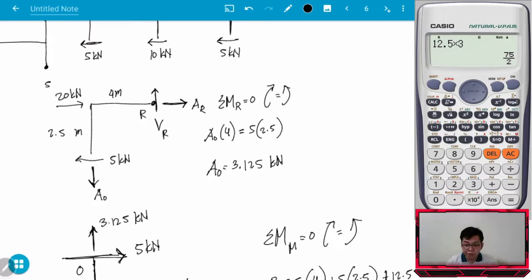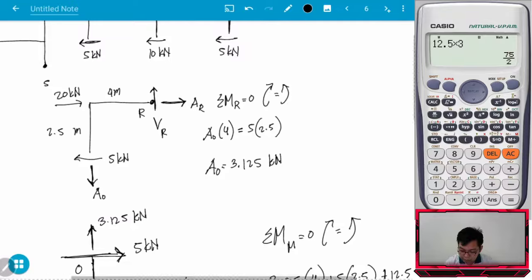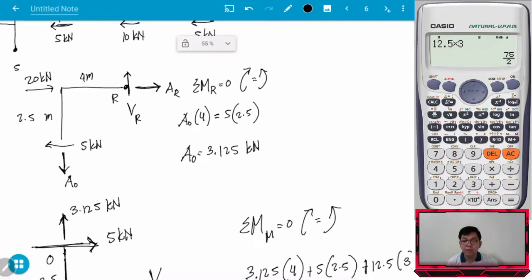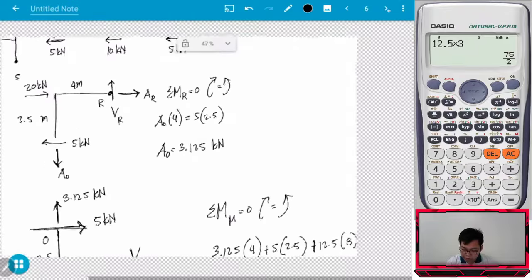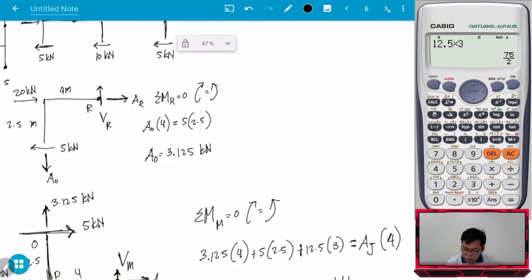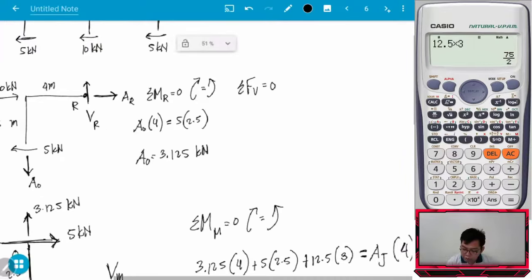Okay? So solving for VR and AR, how do we do this? Summation of forces vertical is equal to 0. So how do we do this? First, summation of forces, vertical is equal to 0. Upward is equal to downward.